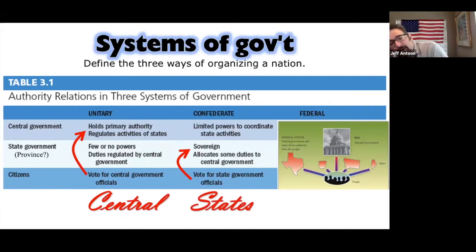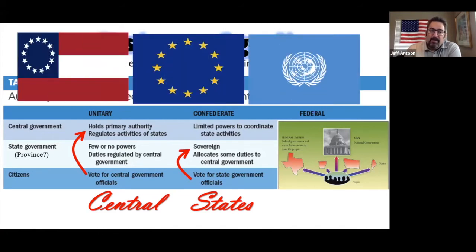Confederate, and here I just want to show who they vote for. In the Confederate States of America, power is limited to the states, and they're sovereign from each other. There are some duties for the central government, but they were very minimal. Citizens vote for people in the state government, not a central government, so we call it a state form of government. There are also confederacies today. The Confederate States of America flag is on the left, the middle is the European Union, and on the right is NATO.